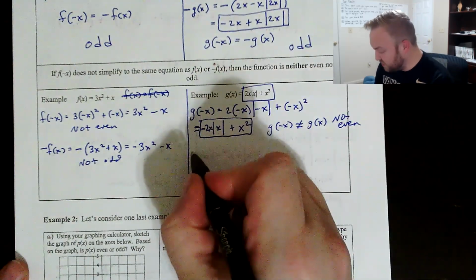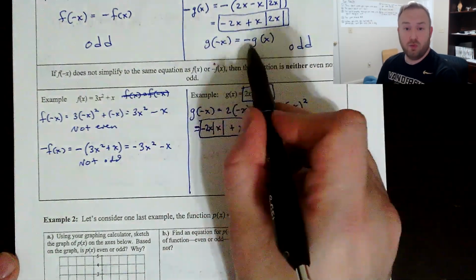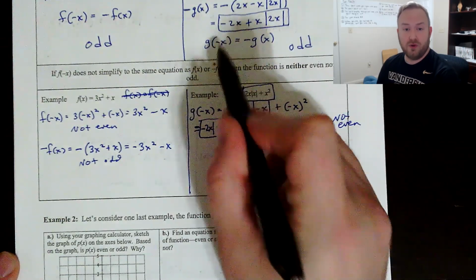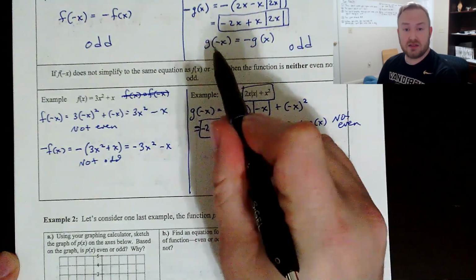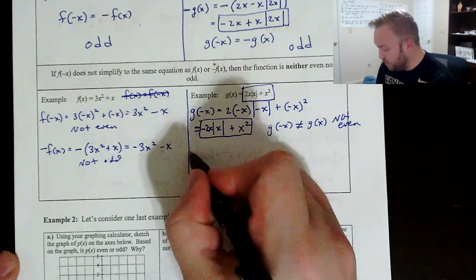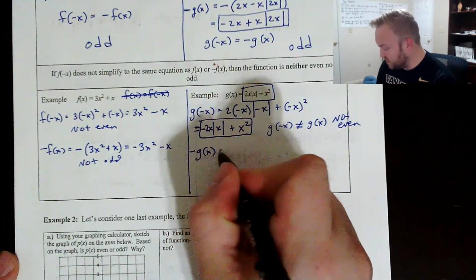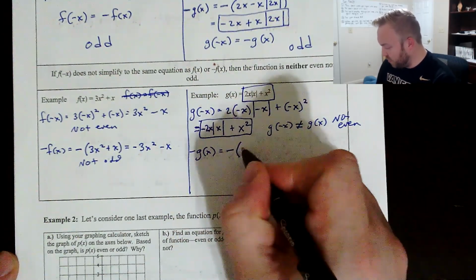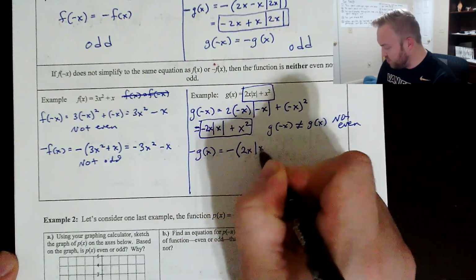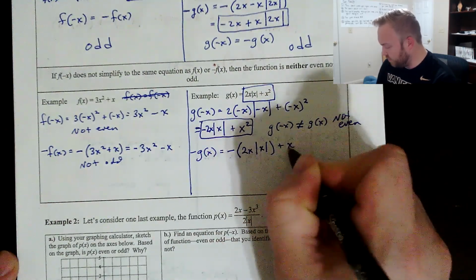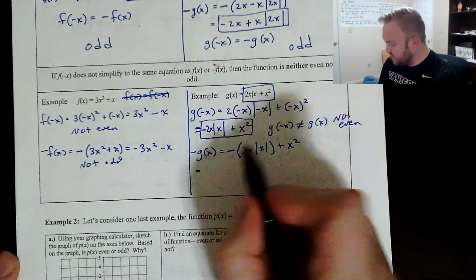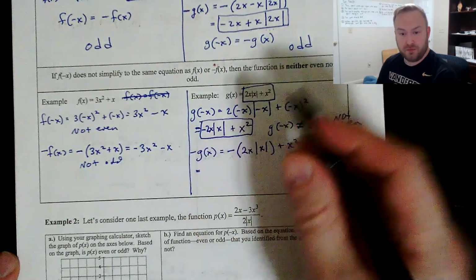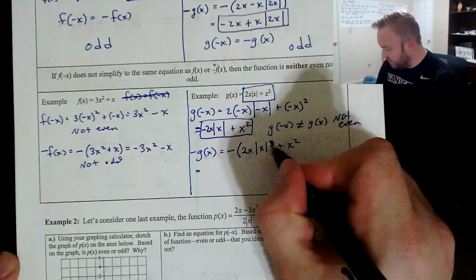Okay, well, let's check and see if it's odd. We know the rule for odd. We've already got g of negative x. We just need to find minus g of x. So I'll put a minus and then my whole g of x function. All right, so here if I distribute the... what did I do that for? There should not be a parentheses here.